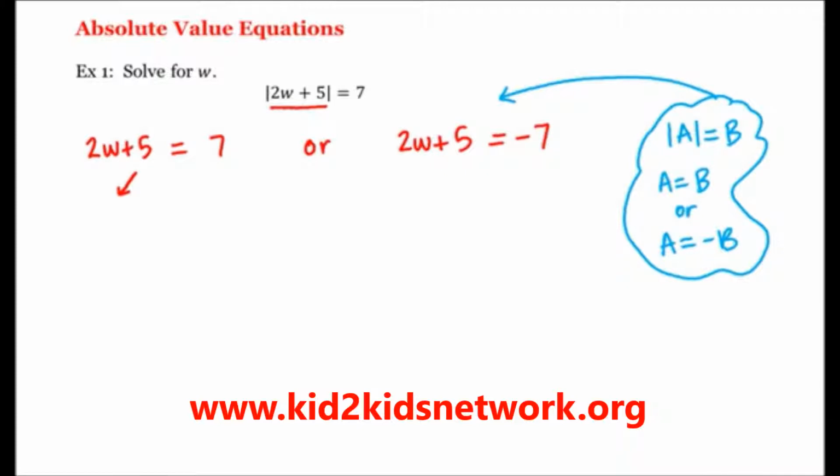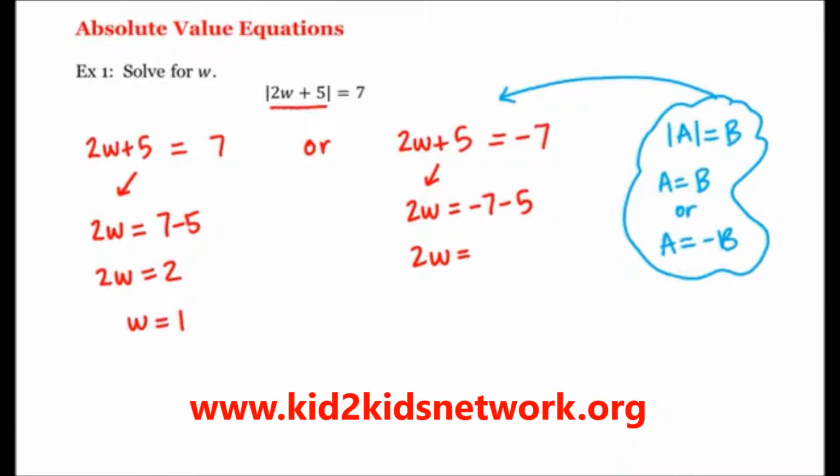We'll start by subtracting 5 from both sides, which gives us 2W is equal to 7 minus 5, or 2W is 2. And now dividing both sides by 2 gives us that W is equal to 1. And what about this second equation? Again, we can subtract 5 from both sides, which gives us 2W is equal to negative 7 minus 5, or 2W is equal to negative 12. Again, dividing both sides by 2 gives us that W is equal to negative 6.